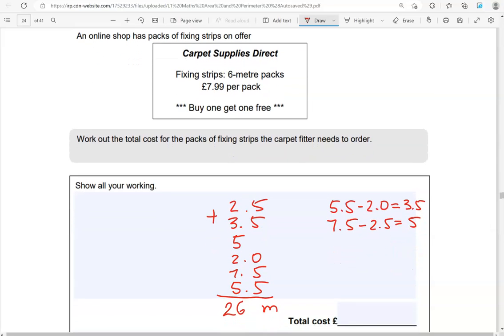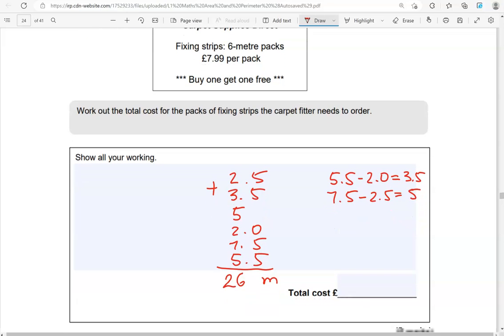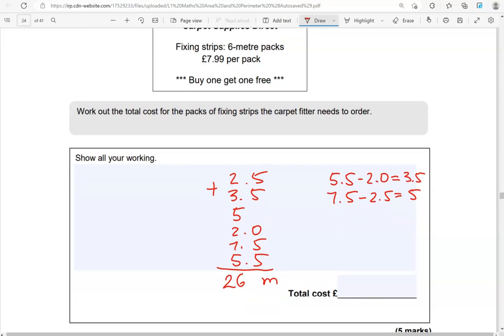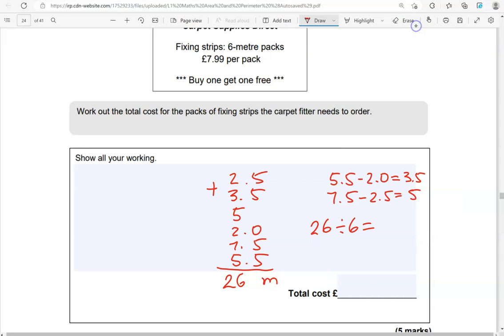Fixing strips come in 6 meter packs. So how many packs do we need? We'll do 26 divided by 6, which is 4.3. So we're going to need to get 5 packs. And we've got $7.99 per pack, the price.